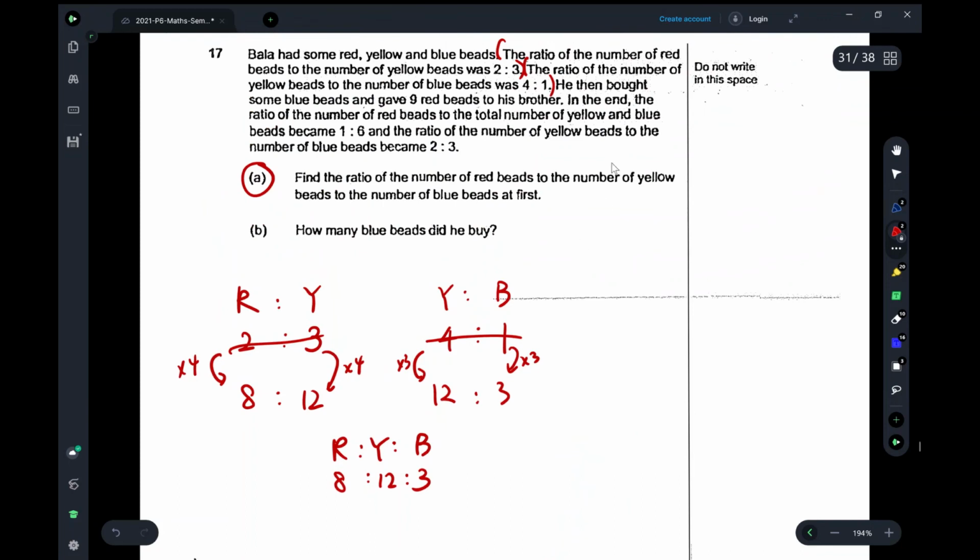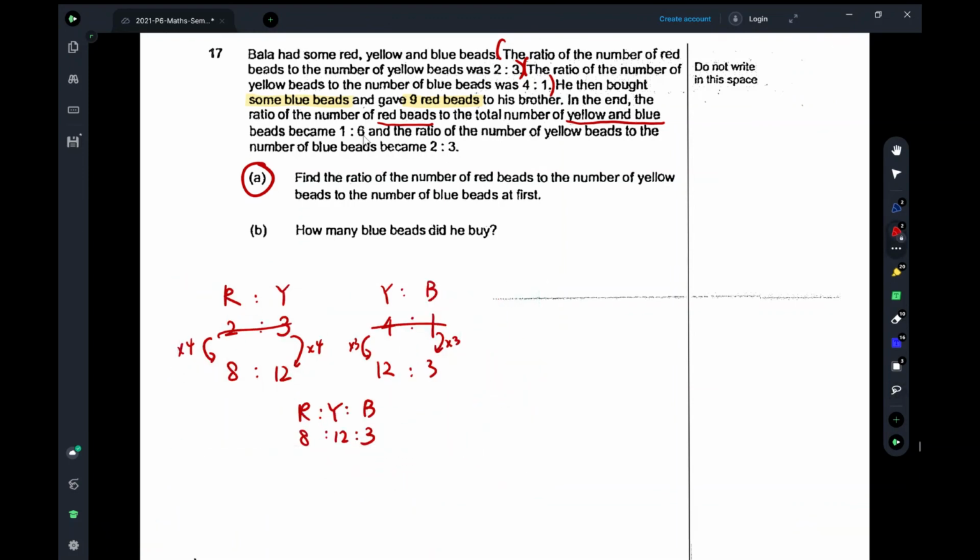Alright, next. He then bought some blue bits and gave 9 red bits to his brother. Okay, he only changed blue bits and red bits, which means the yellow should remain the same. Okay, in the end, the ratio of the number of red bits to the number of yellow and blue bits became 1:6. Okay, do take note, this ratio is for red bit is to yellow plus blue. Okay, so we make this a little smaller.